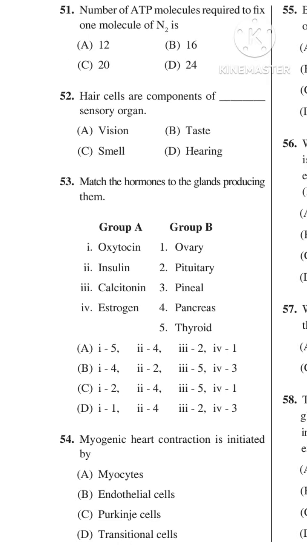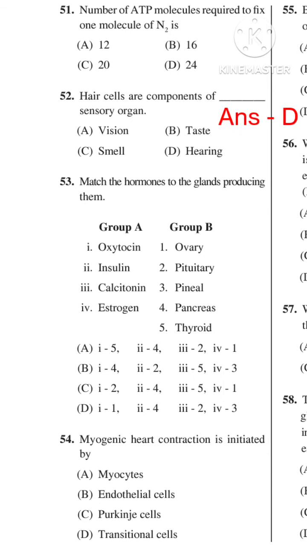Then question number 51, number of ATP molecules required to fix one molecule of nitrogen is. So direct question. So we know that 16 ATP molecules are required to fix one molecule of nitrogen. Therefore answer B is the right answer, 16. The next question number 52, hair cells are component of dash sensory organ. So hair cells are component of hearing. Option D is the right answer.